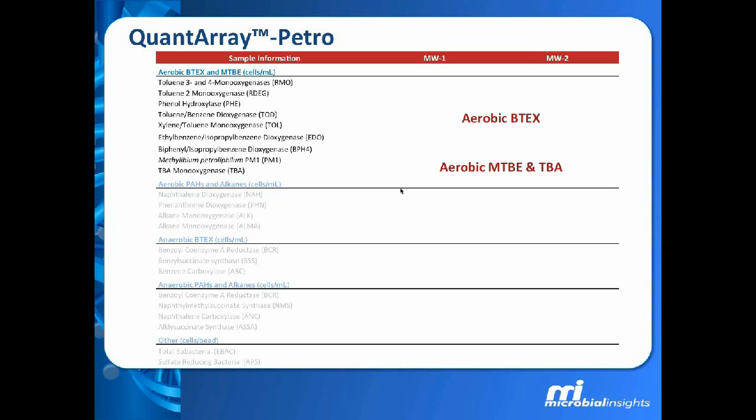We also look at Methylibium petroleiphilum PM1, which is an organism that's important for MTBE biodegradation, and then at a TBA monooxygenase.